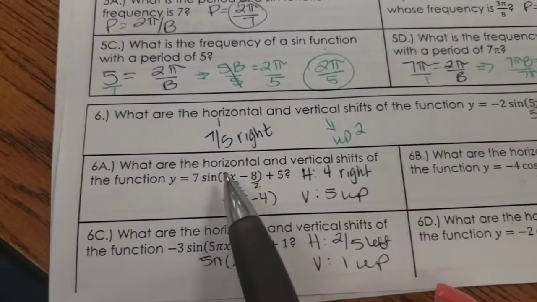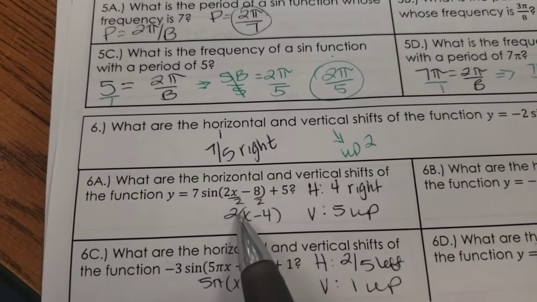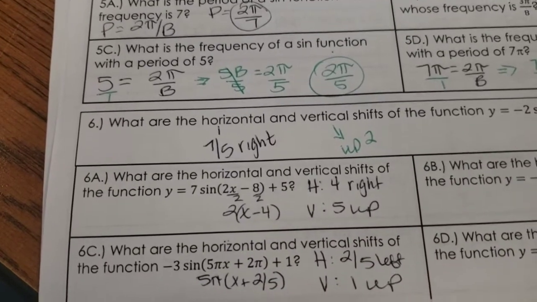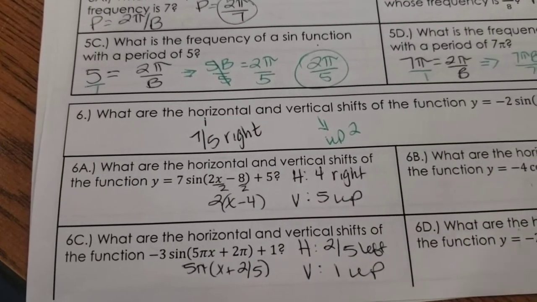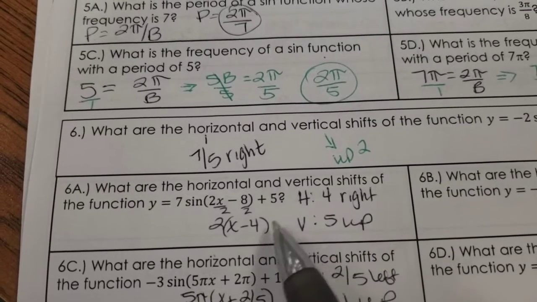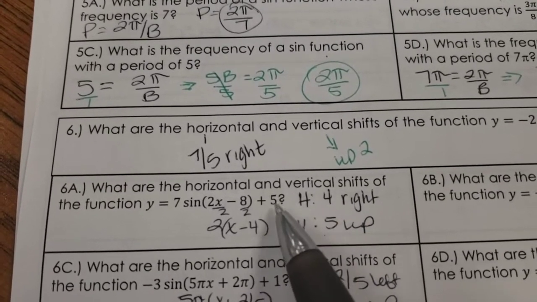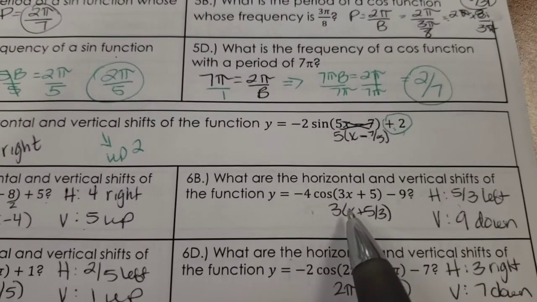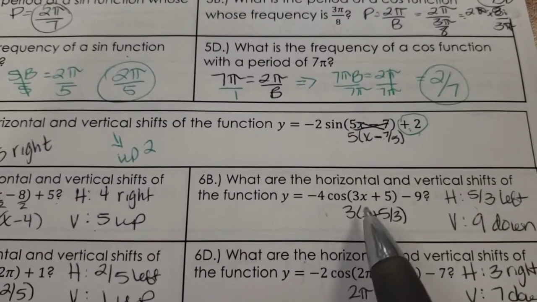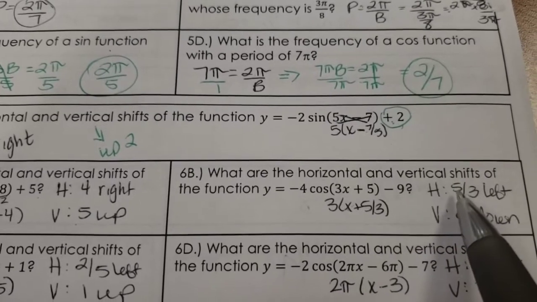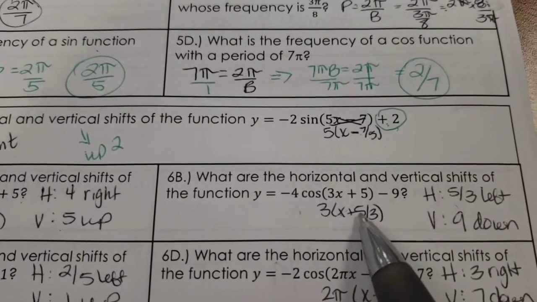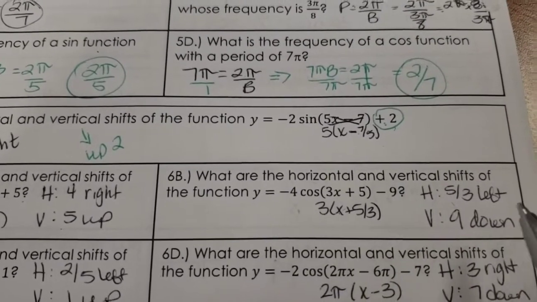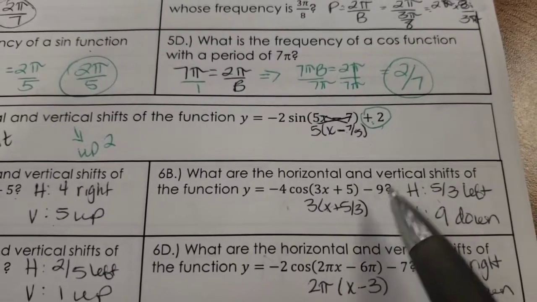All right, so in 6a, we divide out a 2, we get 2 times x minus 4 instead of 2x minus 8. The horizontal shift would be 4 to the right, the vertical shift is 5 up. 6b, we divide out 3, that leaves us with 3 times x plus 5/3. Horizontal shift or phase shift would be 5/3 to the left, vertical shift is 9 down.